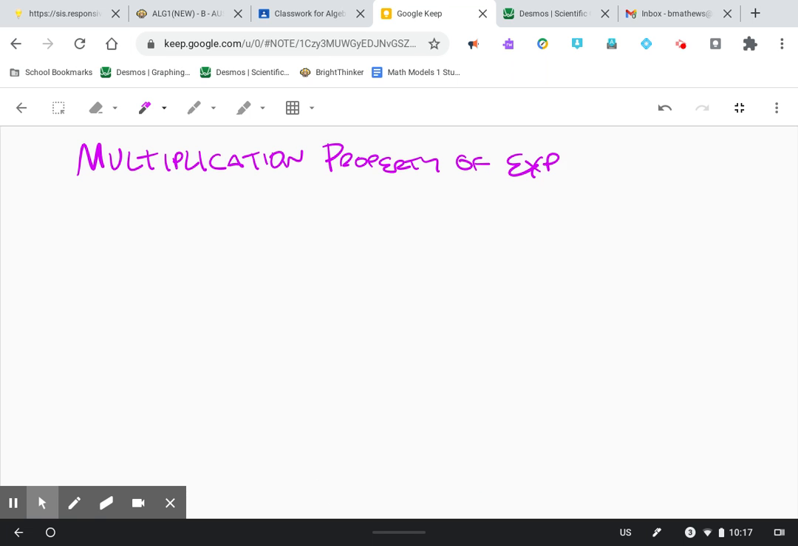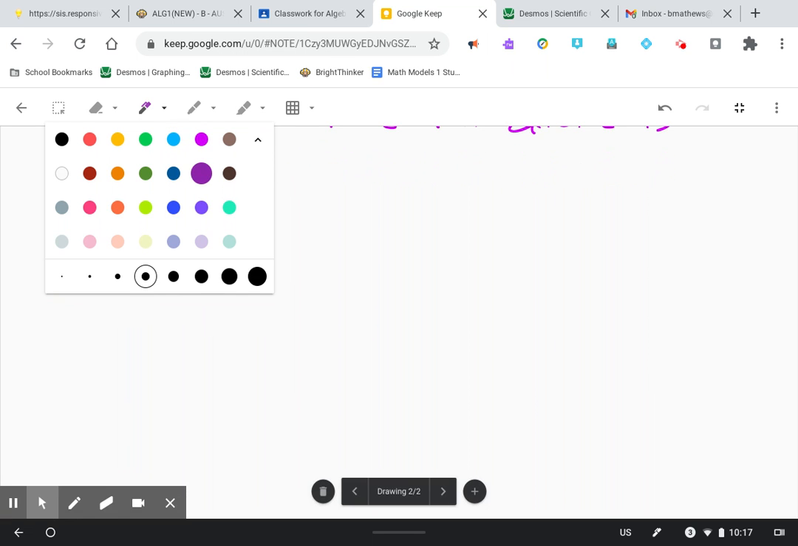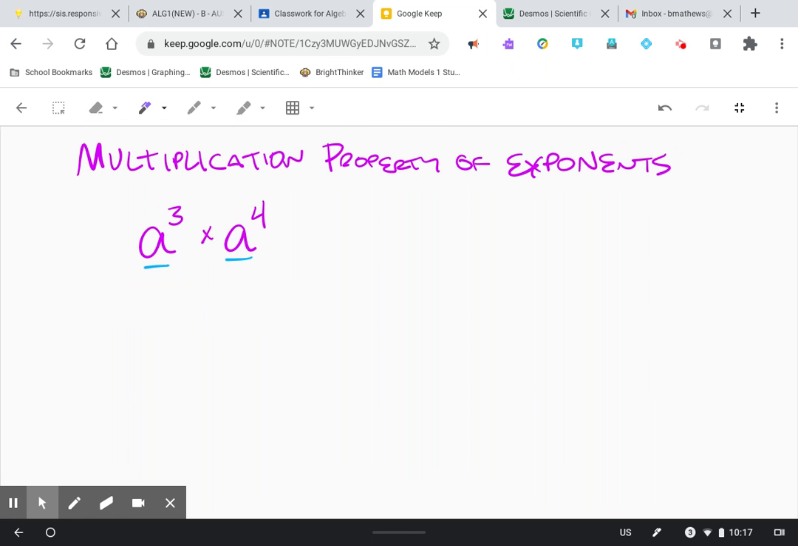The multiplication property of exponents says that when I have two numbers with exponents, they have the same base. In other words, they both have a base here of a. Whenever I have this situation, I can do a little shortcut because, and I'm going to show the explanation and then explain the rule.